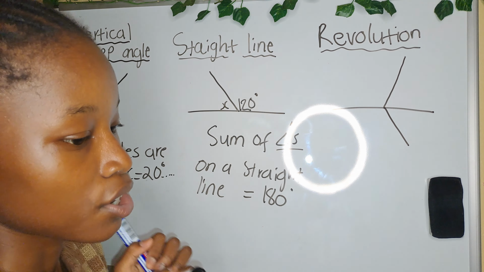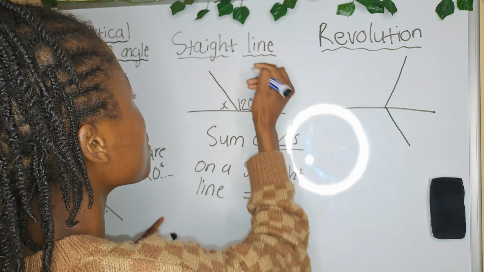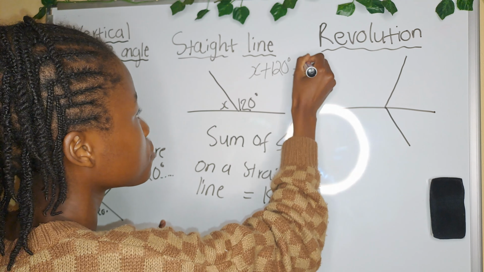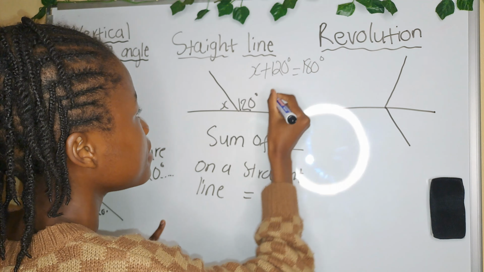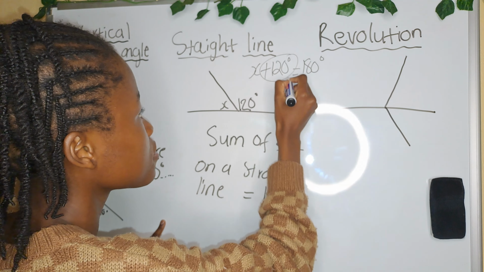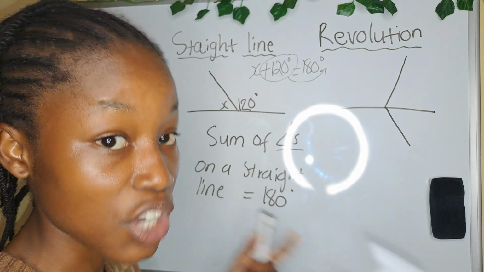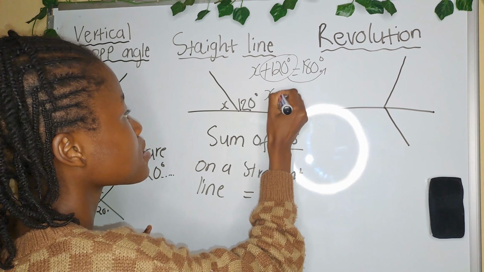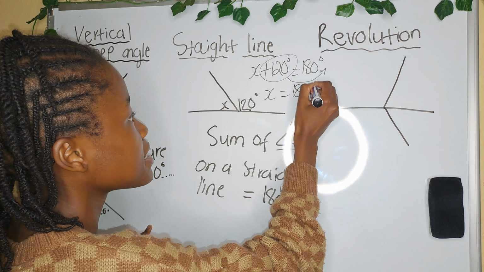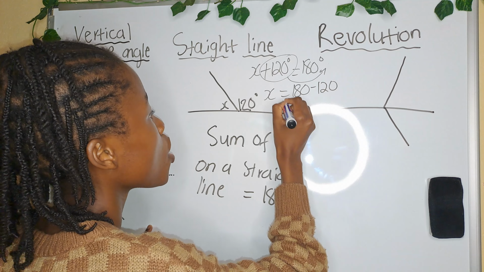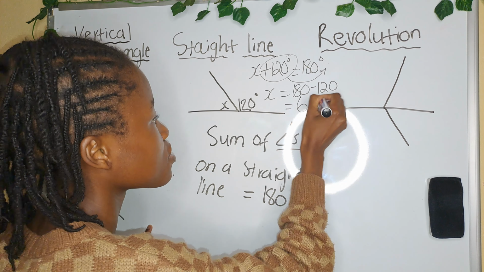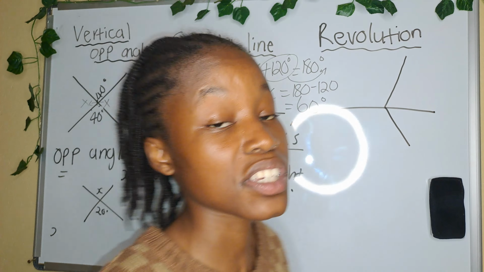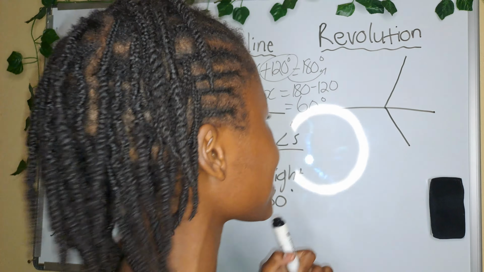So let's say here you are given 120 degrees and you're asked to find x. So simply you're just going to say, okay, your x plus 120 degrees equals 180 degrees. Therefore you're going to take this one to this side, and when it jumps the equal sign, it's going to change its sign. So that means that your x will equal 180 minus 120, which is equal to 60 degrees. Simple as that.